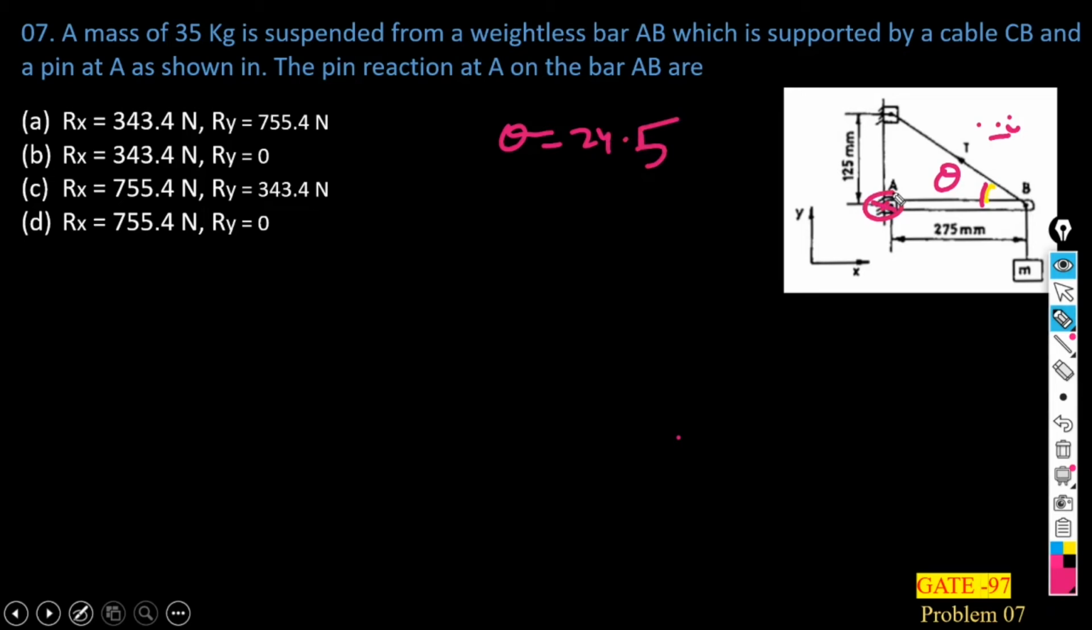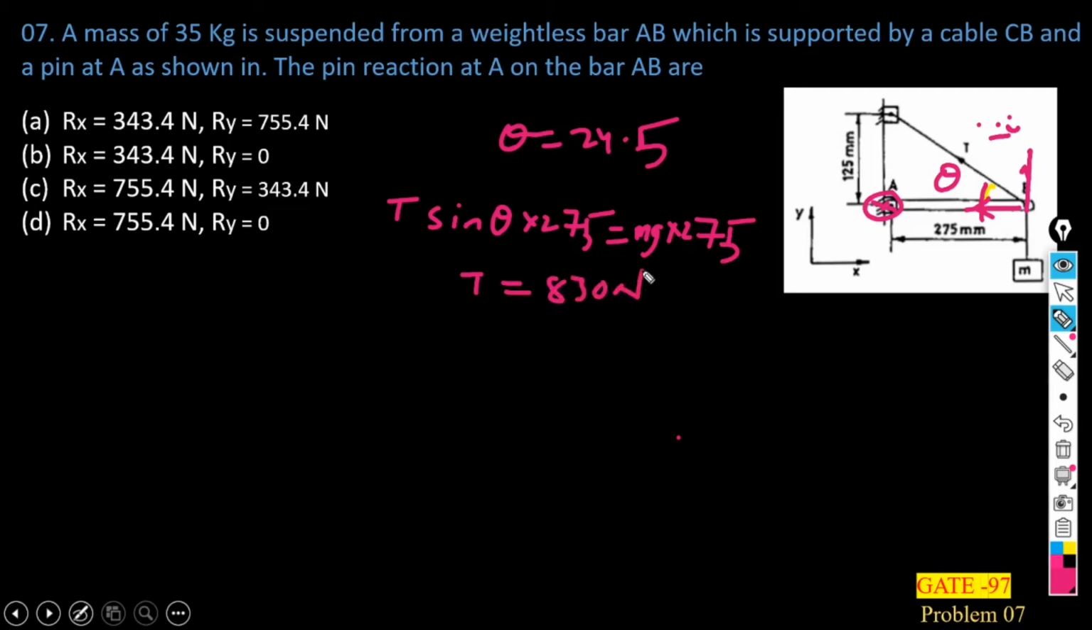The tension has a component T cos theta and another component T sin theta, and moment about A is equal to T sin theta into 275, is equal to the weight mg into 275. From here T we get is 830 newtons.